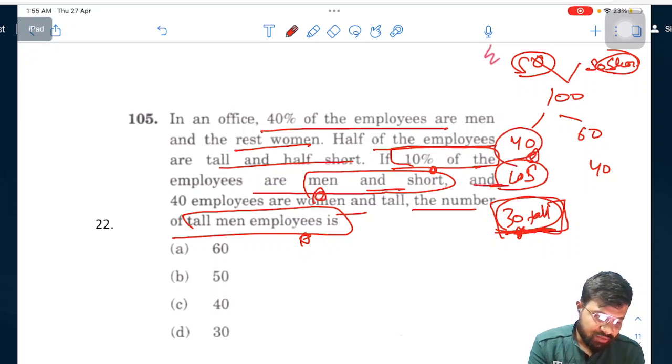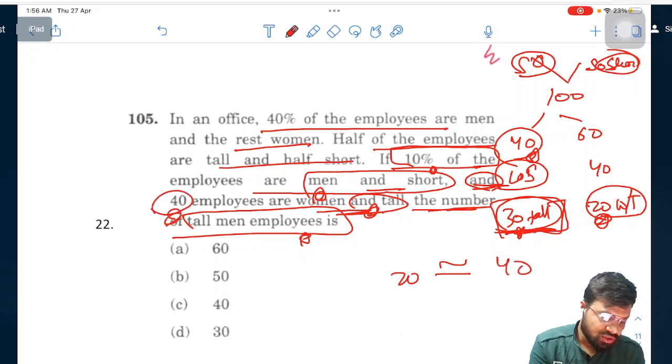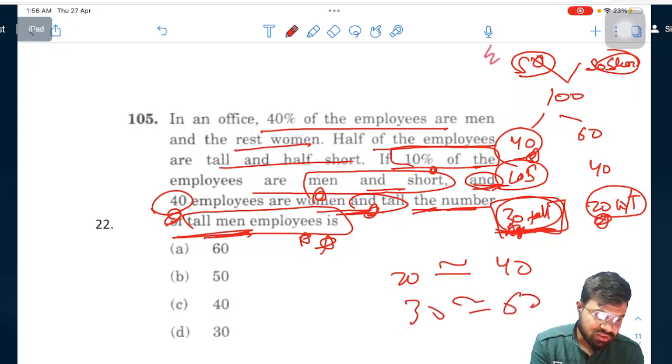And 40 employees are women and tall. Okay, so this 20 should be women and tall. Now this 20 is equivalent to 40 according to the question. So the total tall men, that means 30, will be equivalent to 60 because the factor is 2.